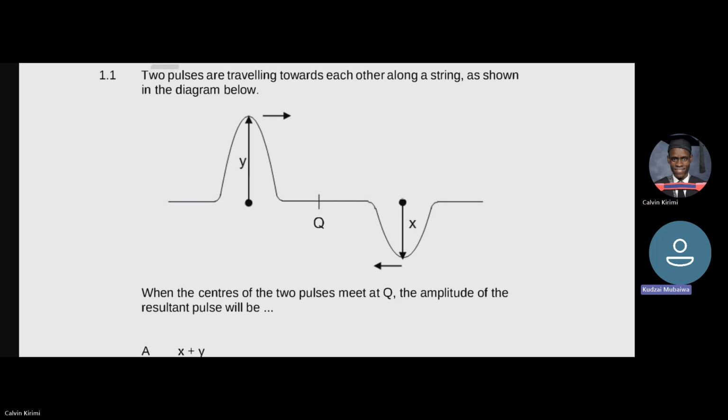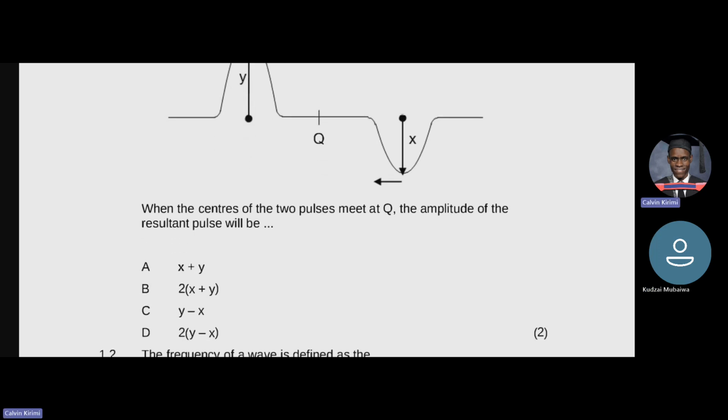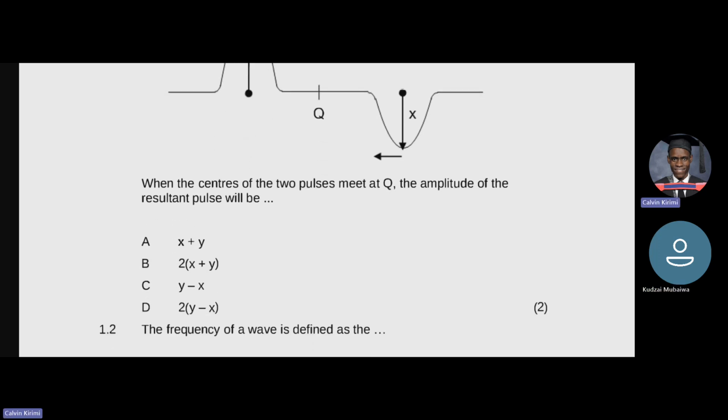Can you see? Yes, sir. And the arrow on the X is going to the left. So when the centers of the two pulses meet at Q, the amplitude of the resultant, which means the new pulse, is going to be one pulse. So now we want to know what will be the resultant. Are we going to add the pulses? Is it a constructive interference? Is it a destructive interference? From what we have learned now from our definition. Okay. So let's see. At Q, which one will be the correct answer?